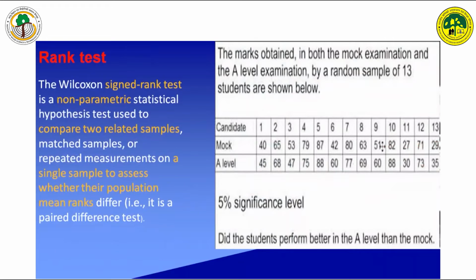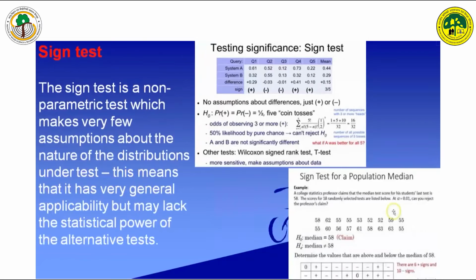And another test is the rank test, a non-parametric one. The non-parametric rank test is the Wilcoxon signed rank test. This is for comparing two related samples, matched samples or repeated measurements. In such situations, for the single sample, you can put a rank on every data point and put them in order, then test for significance, to find whether the population mean rank differs, or it is a paired difference test. In such a rank test you can obtain the results.